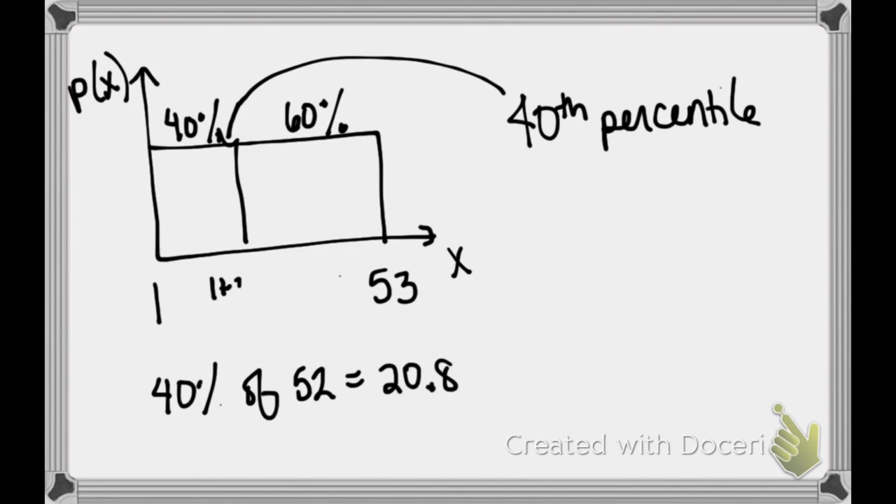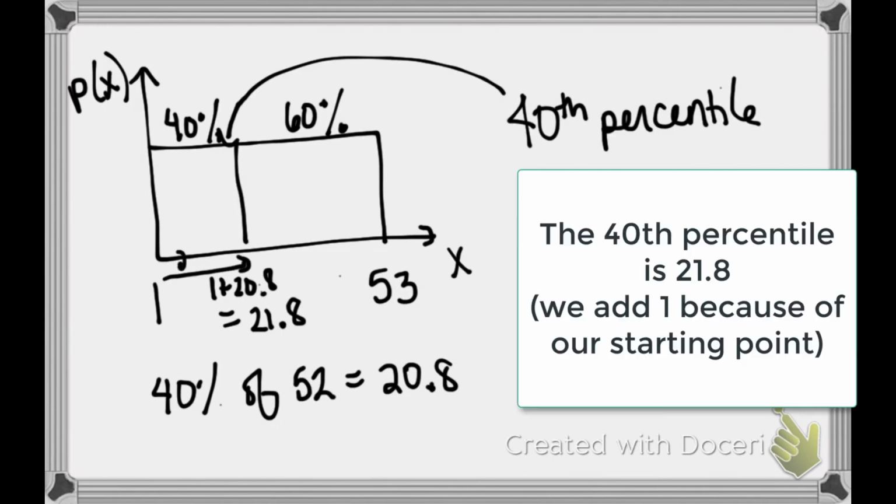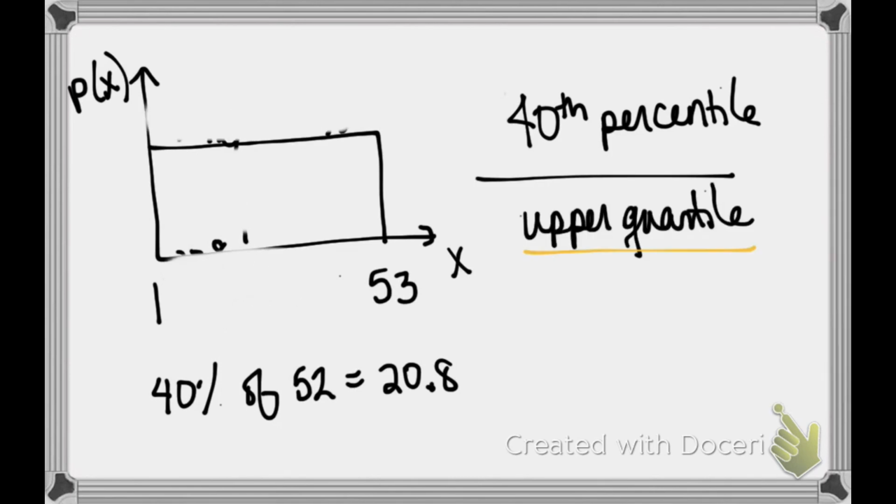That's not my answer though, because I start out at 1. So if I know that I start at 1 and I know that the length of that little rectangle right here is 20.8, then I'm going to do 1 plus 20.8, which gives me 21.8. So the 40th percentile is 21.8. Last, I would like to look at the upper quartile.